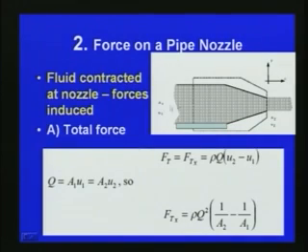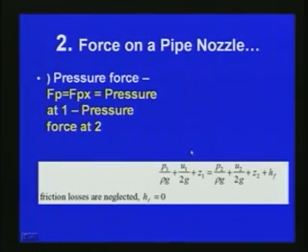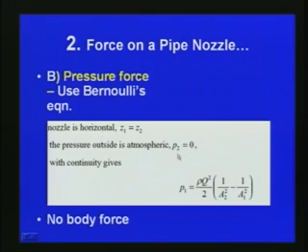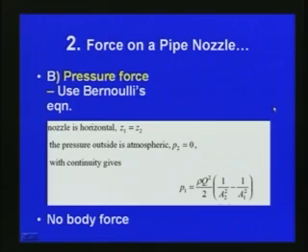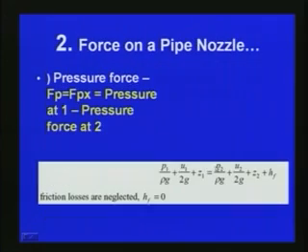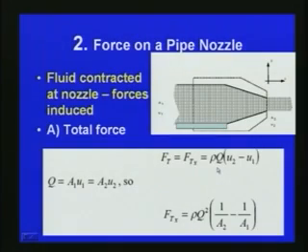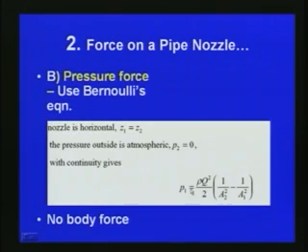If you consider this particular case, the datum head is the same, Z 1 is equal to Z 2. The pressure outside, after the liquid is coming out of the jet, is atmospheric, so that P 2 is equal to 0. From the continuity equation we can write Q is equal to A 1 U 1 is equal to A 2 U 2. So finally, we can write P 1 is equal to rho Q square by 2 into 1 by A 2 square minus 1 by A 1 square. So this gives the pressure force.